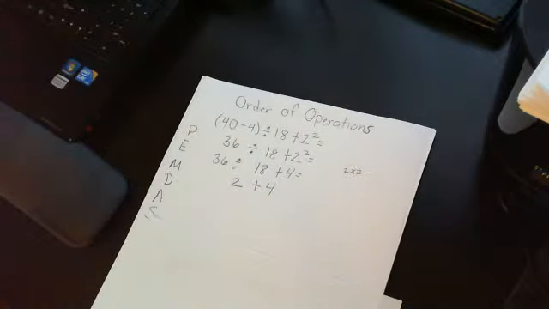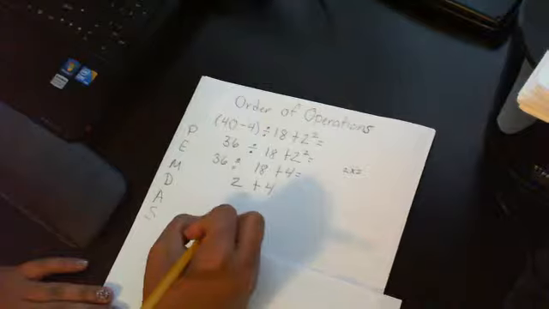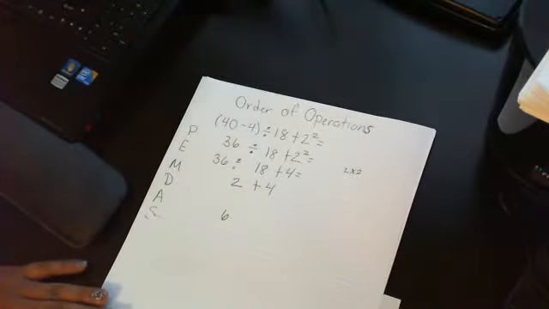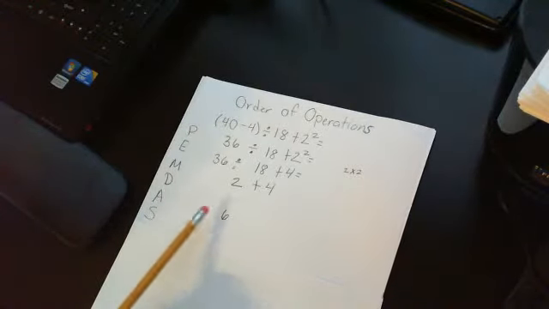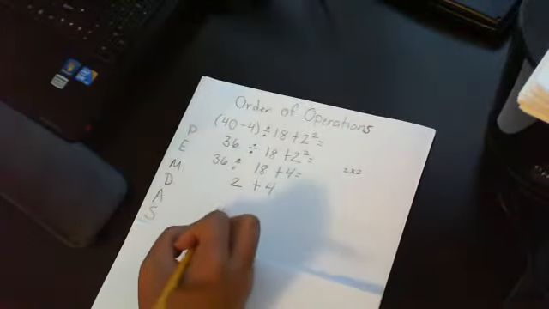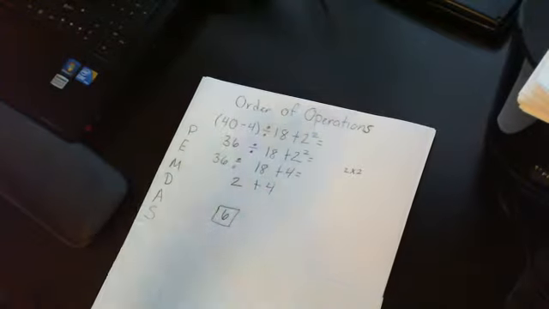Now let's go to the next letter. The next letter is A. A stands for addition. And once again, when we use addition and subtraction, we start on the left and move to the right. So, 2 plus 4 is 6. We go to our last letter, which is S, subtraction. Is there anything right here that needs to be subtracted? The answer is no, so we box our 6.